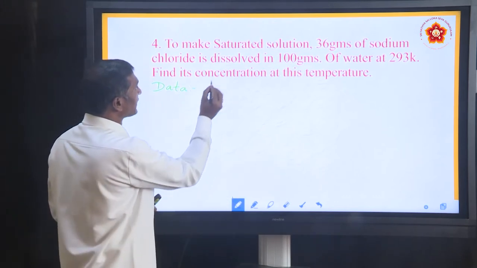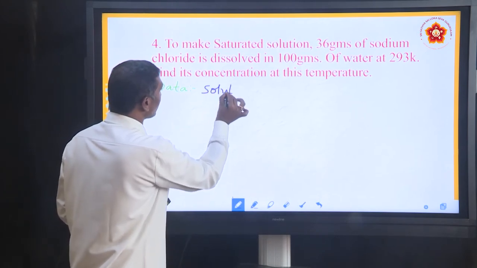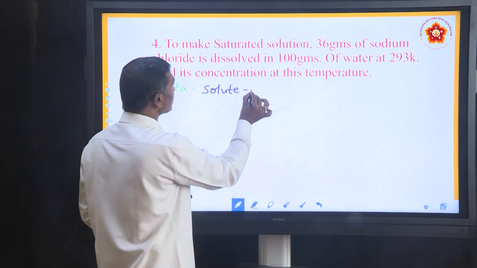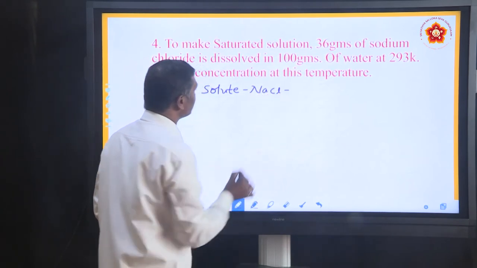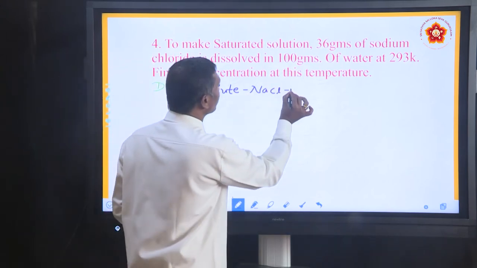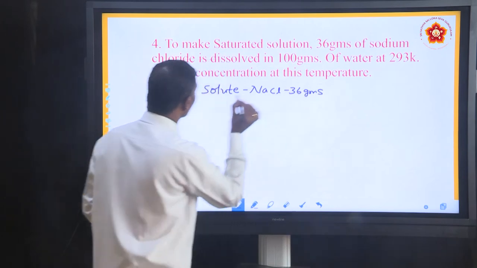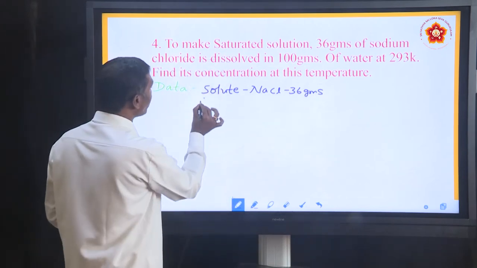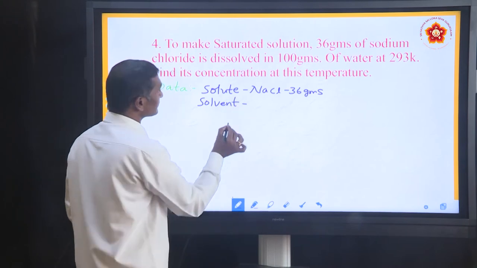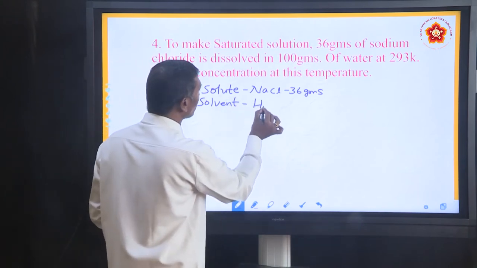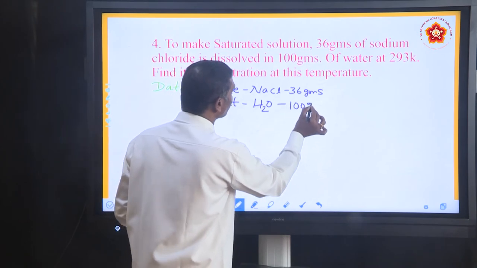So what is the data given now? Solute. The solute is sodium chloride. What is the formula? NaCl. How many grams? It is 36 grams. Solvent. Water. What is the formula? H2O. How many grams? 100 grams.